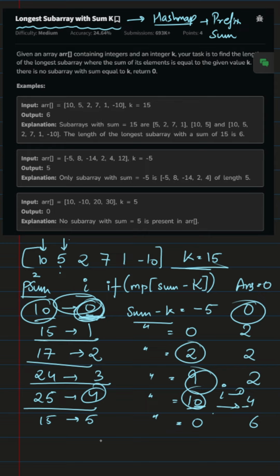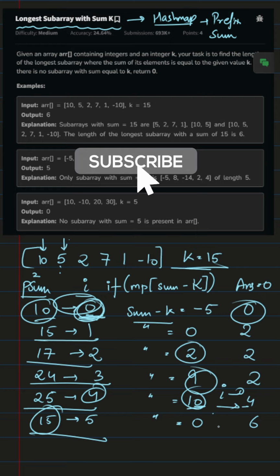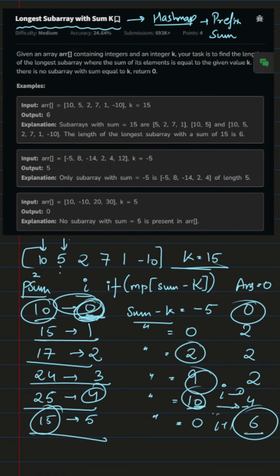And simply for next, we'll go to i equal to 5, where the prefix sum is equal to 15 once again. So we'll directly do i plus 1, the number of elements. So 5 plus 1 is equal to 6. So the answer is maximum of 6 and 4, which is equal to 6. So guys, that is the approach behind this question. The simple HashMap plus prefix sum.